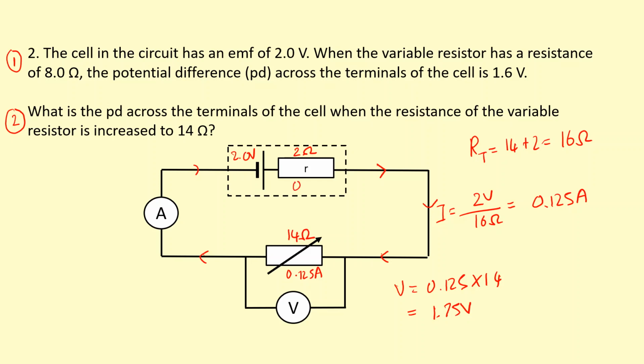So we can see the terminal voltage has increased, and that means that the lost PD has decreased. So now the lost PD is 0.25 volts. And that's what we expect. We expect that if we increase the resistance of the load, it gets a larger fraction of the total potential difference.